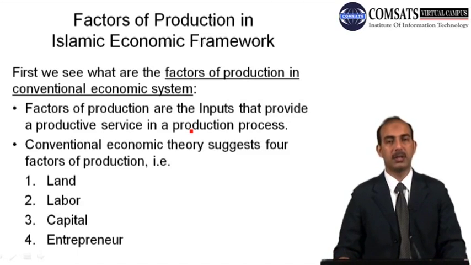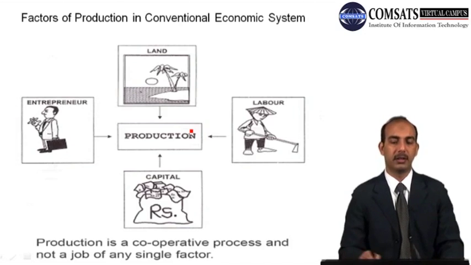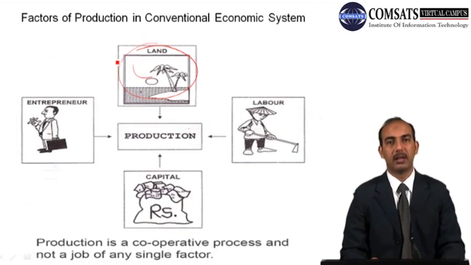Conventional economic theory suggests four factors of production: land, labor, capital, and entrepreneur. Land covers everything which we can get out of land, anything on the surface of the earth and anything under the surface of the earth. The earth's surface itself we can rent out, and land provides us so many things from under the surface and over the surface. Anything we extract from the land will be a factor of production under the label of land.